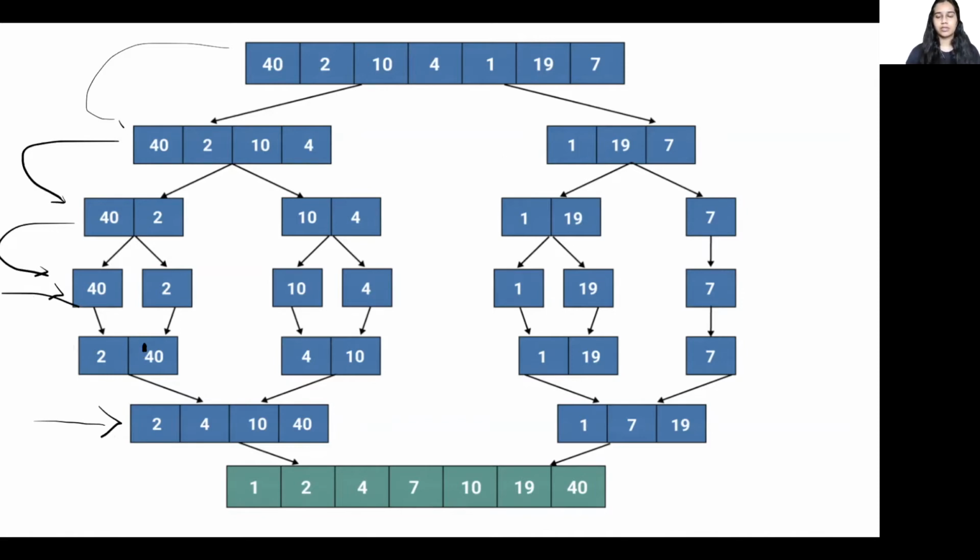The merging process makes the comparisons. As we can see here, while merging these two elements, we compared 2 and 40. As we know that 2 is less than 40, so we placed it before 40. Similarly, on the right hand side, we compared 4 and 10, and 4 is less than 10, so we placed it before 10. After that, we compared these two and formed a list of 4 elements. The list of 4 elements is formed here.